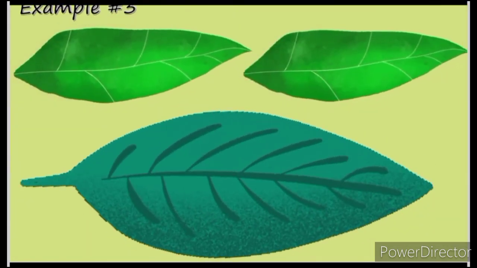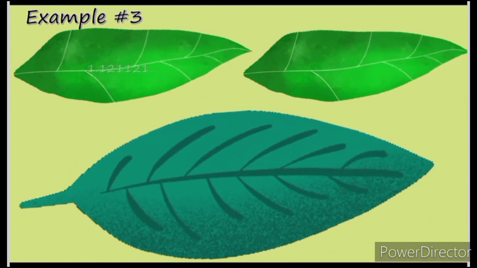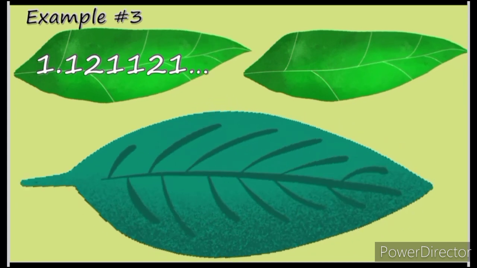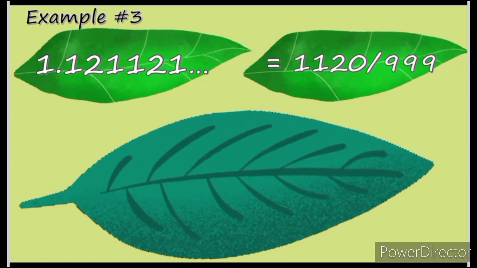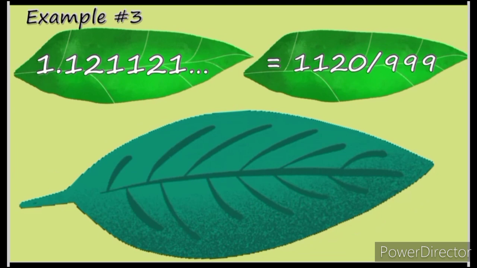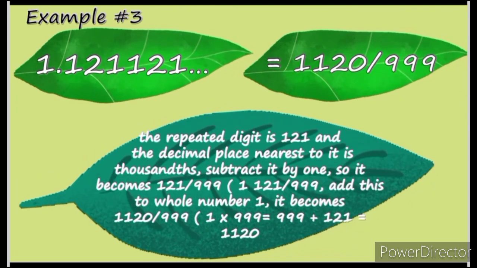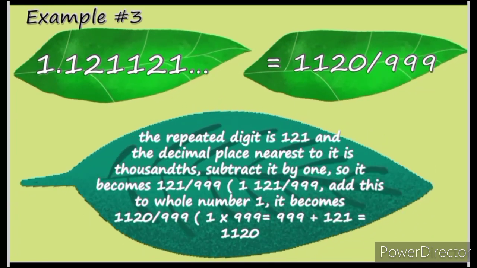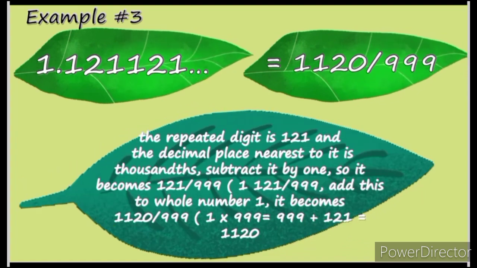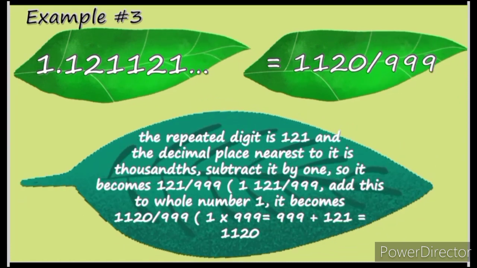Let's proceed to example number 3. We have 1.121 and 3 dots, meaning 121 is the repeated number. This is also equal to 1120 over 999. The repeated digit is 121, and the decimal place nearest to it is thousandths. Subtract it by 1, so it becomes 121 over 999. That is 1 and 121 over 999.